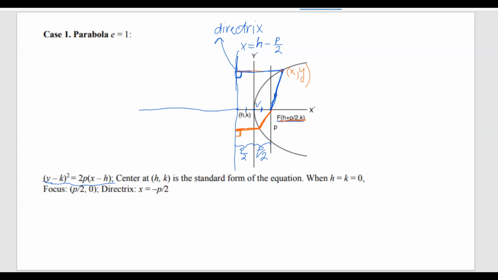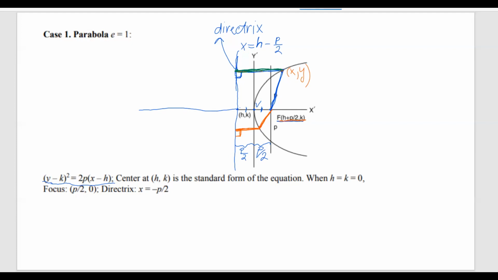And let's set these two distances equal. So this distance that I'm going to show here in green, this is easy to do because we know the distance between two points when we have the coordinates. And this point's coordinate is (h minus p over 2, y), because it has the same y.